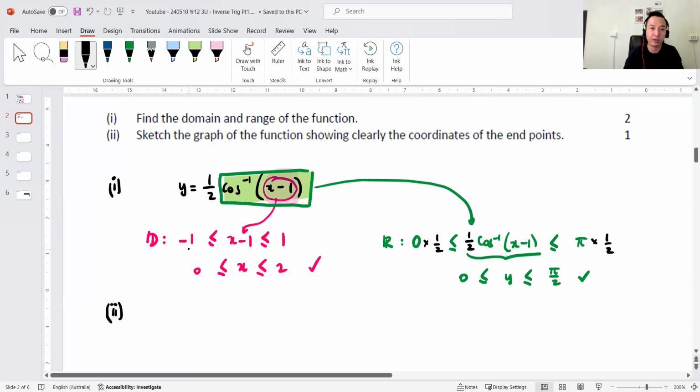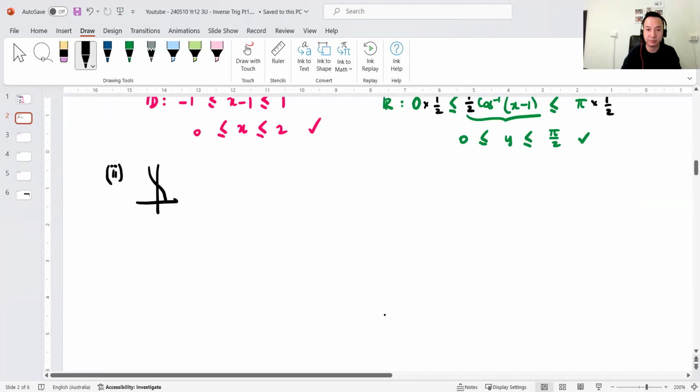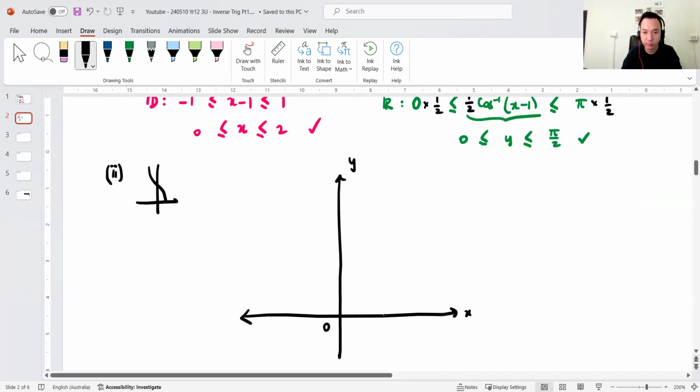Now, part 2 is super easy. I know the cos inverse graph initially looks like this, as a shape. The reason I'm telling you is because when we sketch this guy on a bigger number plane, this is x, this is y. I know my domain is between 0 and 2, and my range is between 0 and pi on 2 up here.